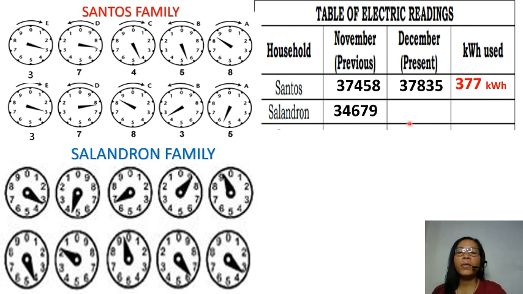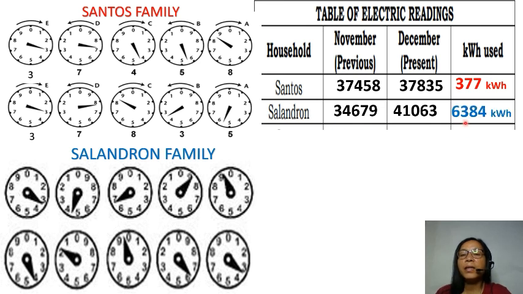Alright? Next, what is the present reading of Salandron's family? You have there, tingnan mabuti yung arrow at ang number. You have 3. You have 6, then you have 0, then you have 1, and then you have 4. So the reading is 41063. Okay? So present minus previous, 41063 minus 34679. The answer is 6384 kilowatt hour electricity. Electricity consumption of Salandron's family.